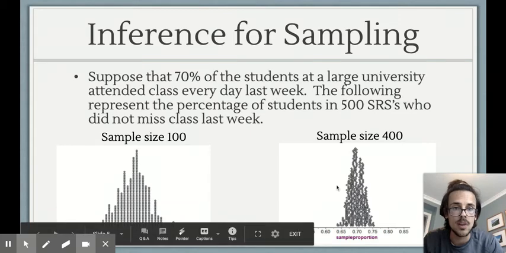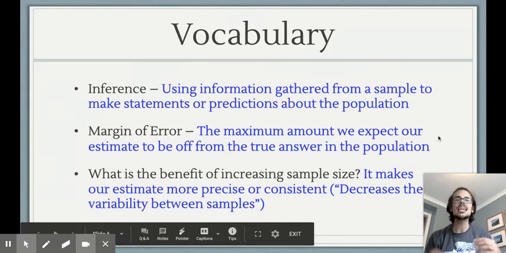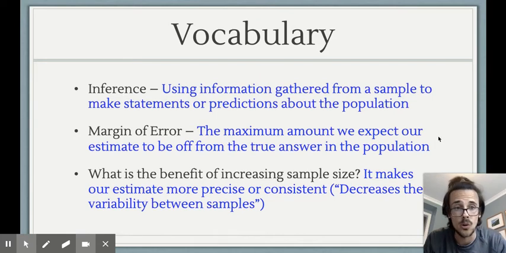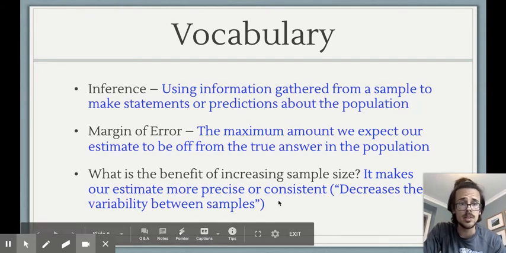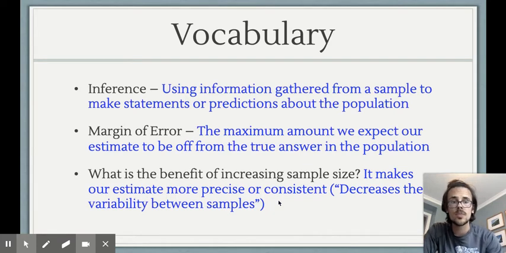So the margin of error is lower on this picture, and all margin of error really means is the maximum amount you think your answer might be off by. And when you increase sample size, it makes your estimates more precise. We've talked about this already. It decreases variability between samples.